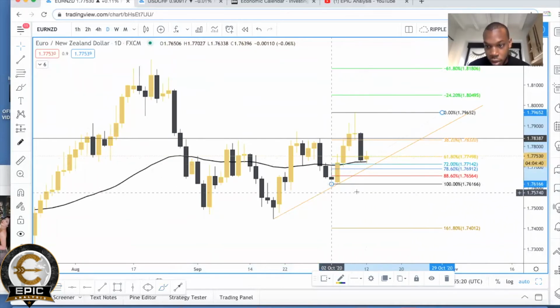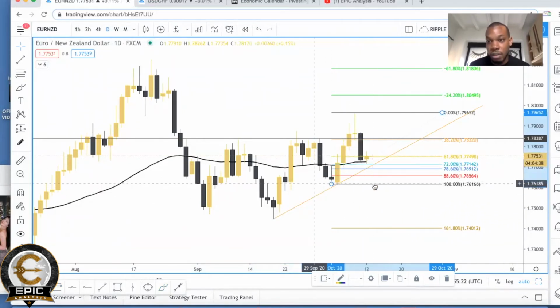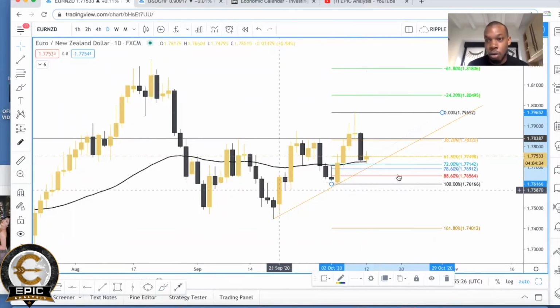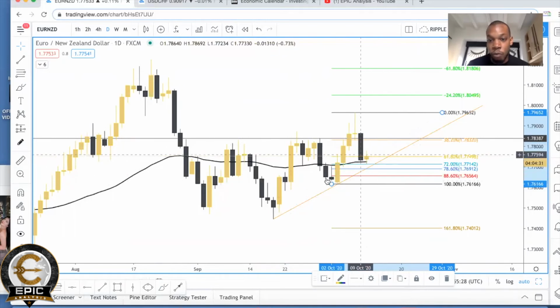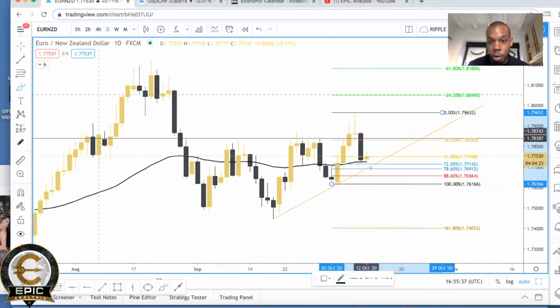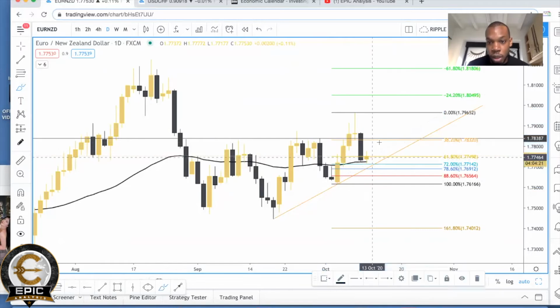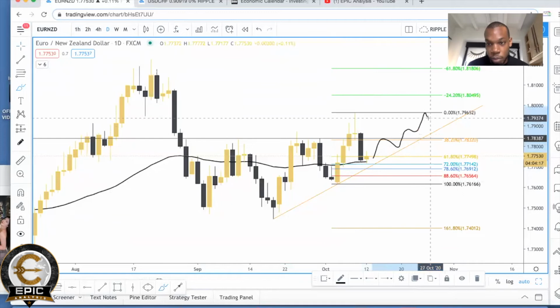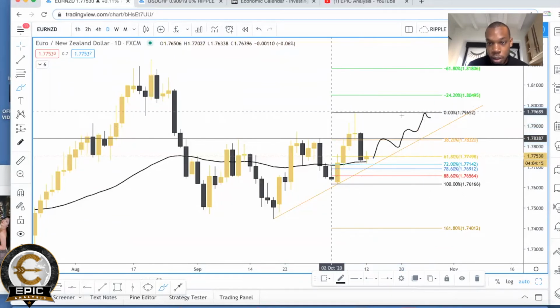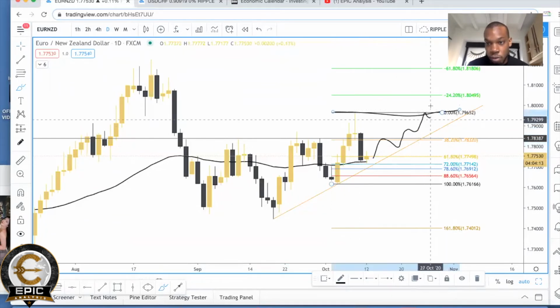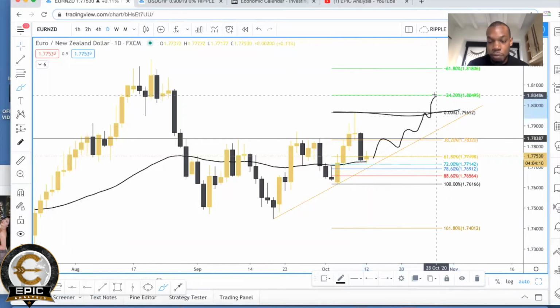So for me, I would like the market to stay above 1.76 support. If we break below that, then my overall bullish bias is not going to remain valid. But if we stay above this 1.7600, then overall I would like to see eventually the market start to find its way, even if it does take its time, back up to this resistance here. And overall, I would love to see the negative 24 get hit if we can.